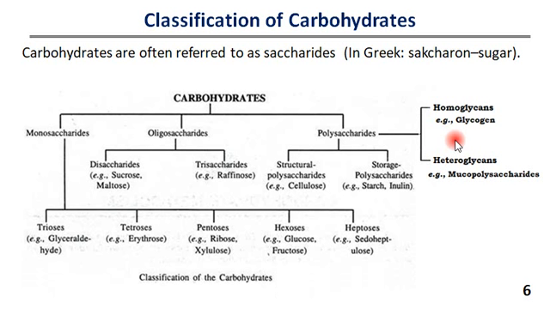The example of homoglycan is glycogen. Glycogen is made up of similar units of monosaccharide, means it's made up of a chain of glucose and it's called homoglycan. Whereas heteroglycan example is mucopolysaccharides.